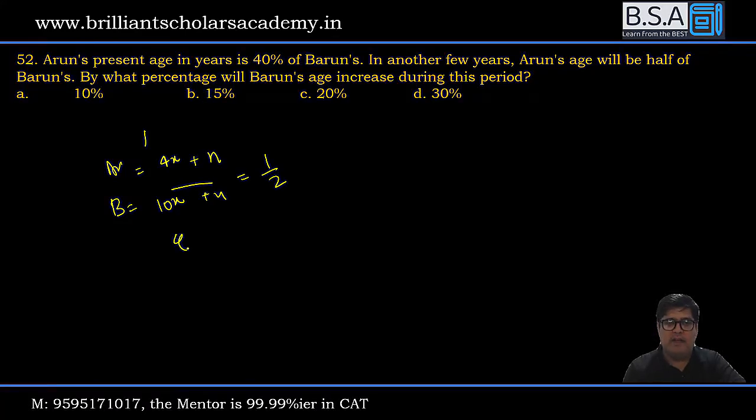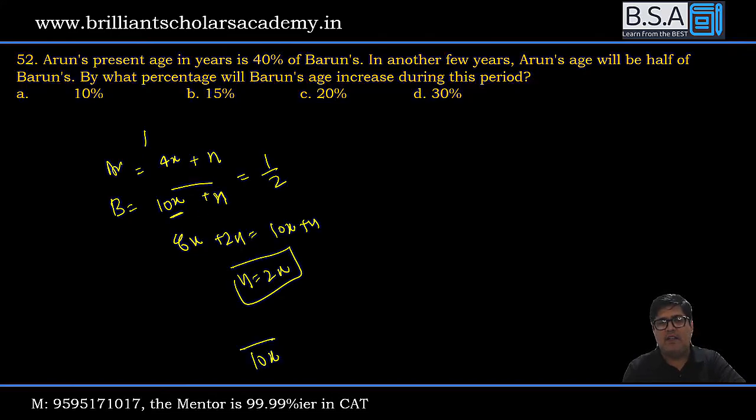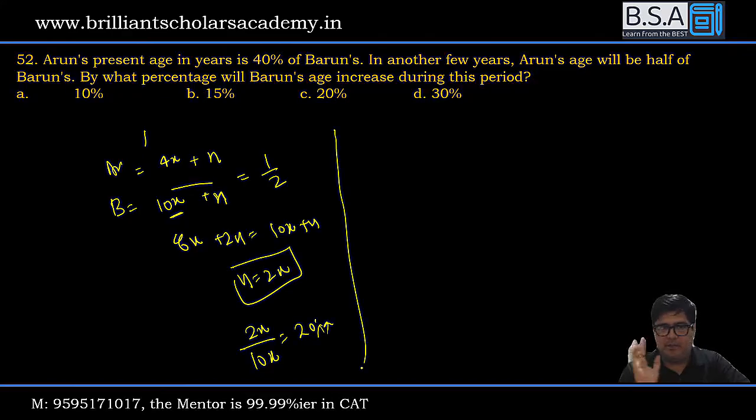Cross multiply. 8x plus 2n is equal to 10x plus n. When I rearrange, n is equal to 2x. So on 10x, how much growth did you have? On 10x, you have a growth of 2x, which is 20% growth. Done. One approach.